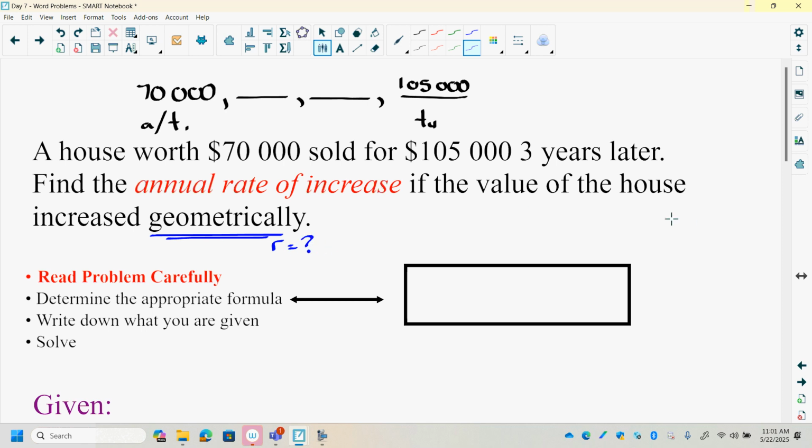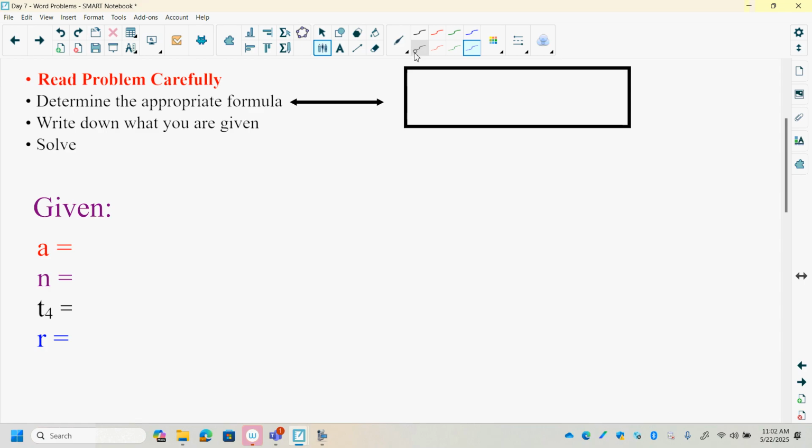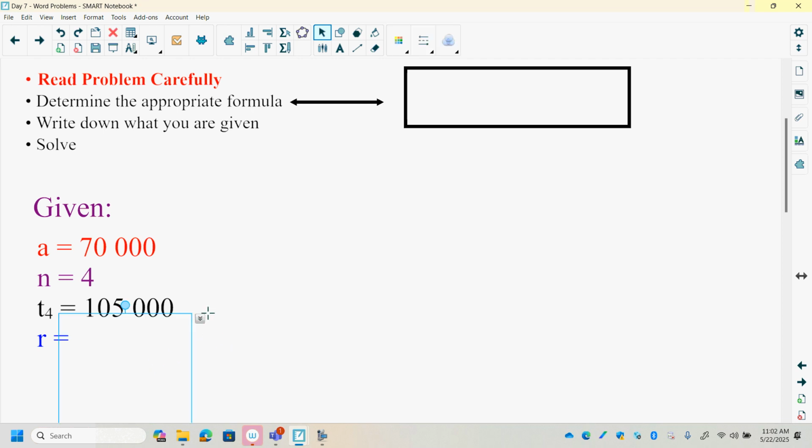I don't know R. Okay. I'm going to find R, and then I'm going to show you what to do with the R value in order to get the annual rate of increase. So if I wrote down my given information, what would you say the A value was? 70,000. What's the n value going to be? 4. Even though it says 3 years later, it's actually the 4th term. What was T for? Awesome. And what's the R value? That's what we're looking for.